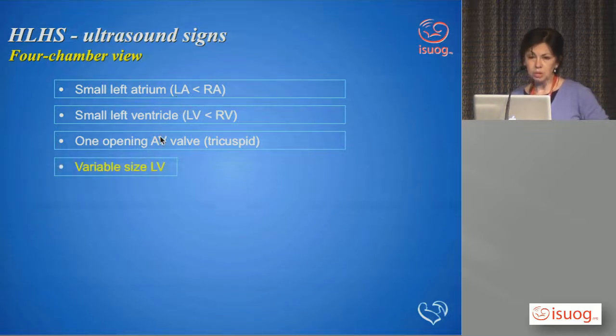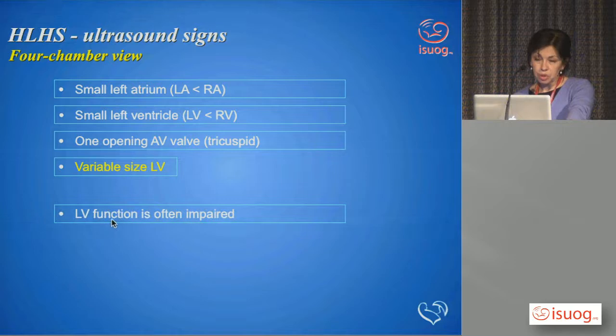A combination of these will give you a variable size left ventricle, and that's when it introduces problems for screening, because if the left ventricle is near normal size at 20 weeks or so, it could still be misinterpreted as being a normal heart.